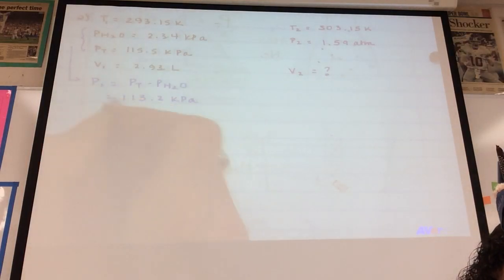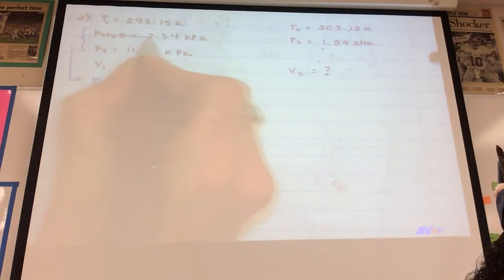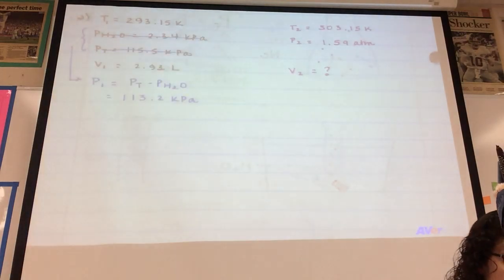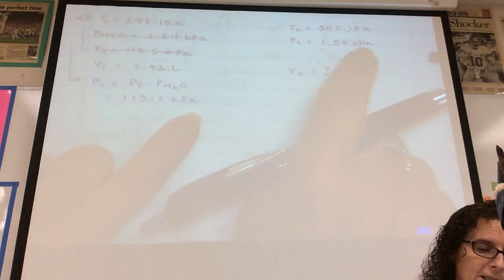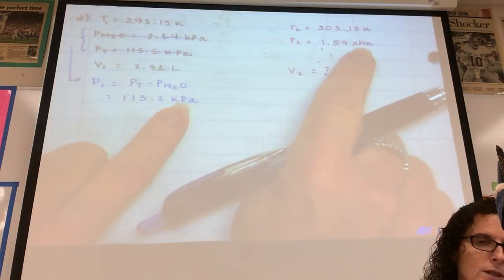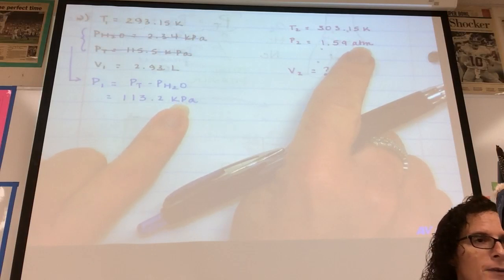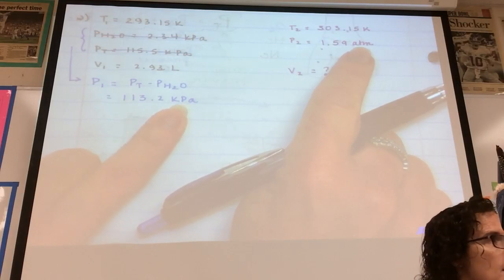Once I have P1, I very often will scratch these out because I don't want to use those and I don't want to confuse myself. What's the other sticky point that you see? Right. You can see P2 is in atm, so you've got different units of pressure and they've got to be the same or they won't cancel.